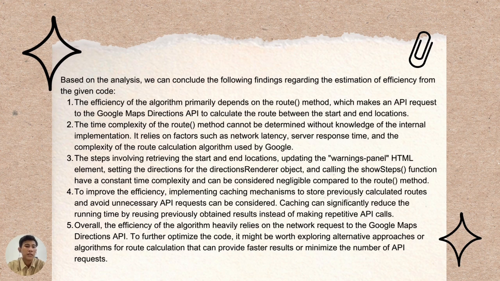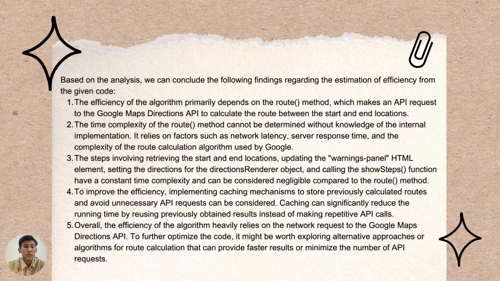by Google. The steps involving retrieving the start and end location, updating the warning panel HTML element, setting the direction for the direction rendering object, and calling the show step function have a constant time complexity and can be considered negligible compared to the road method.